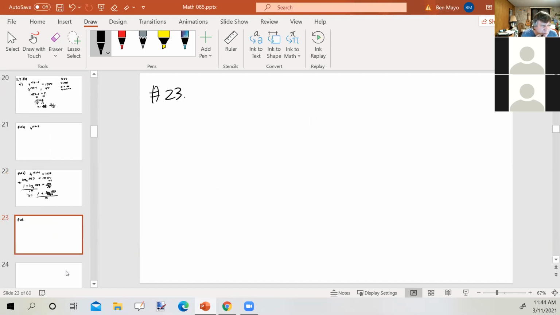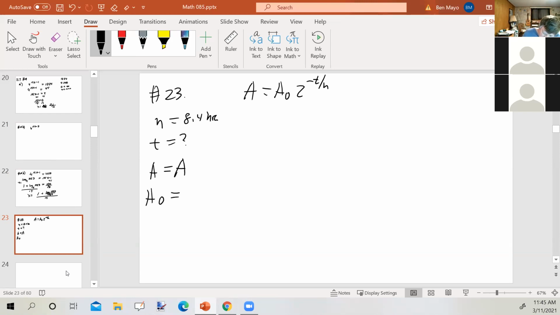Isotope of lead 201 Pb has a half-life of 8.4 hours. So the half-life is 8.4 hours. How many hours ago, so time is the unknown, was there 70% more of the substance? Okay, so A equals A sub 0, 2 to the negative T over H. And we need to figure out A and A sub 0. We're going backwards. How many hours ago was there 70% more of the substance? So now there's A, but the beginning amount was A plus 70% of A, which would be 1.7A.